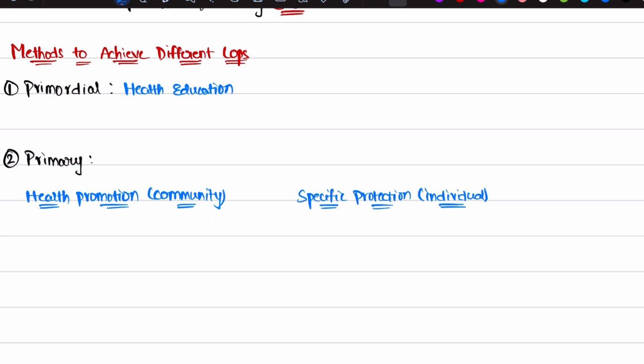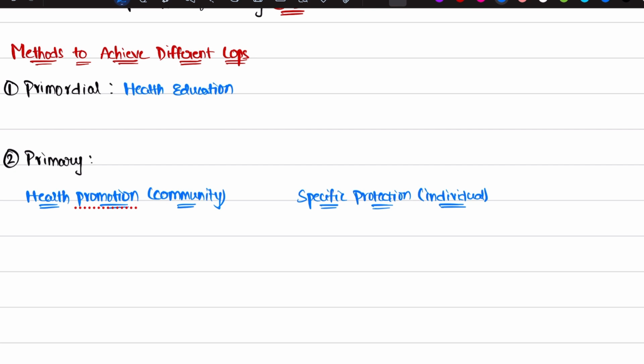Let's say as a doctor, you go to a school. The kids are 9 or 10 years old. You're going to tell them, don't start smoking. See, there is no risk factor present. In primordial prevention, no risk factor is present. They don't have any risk factor for cancer, or for lung cancer.